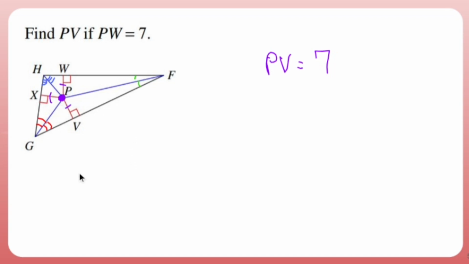I didn't tell you that, but that's just a rule. This is sometimes called the incenter theorem. By definition, if you have your 3 angle bisectors drawn out, they meet at the incenter. And if you were to draw 3 perpendicular lines from the incenter, all 3 of those are going to be the same measurement. So in this case, PV is 7 because PW is 7.